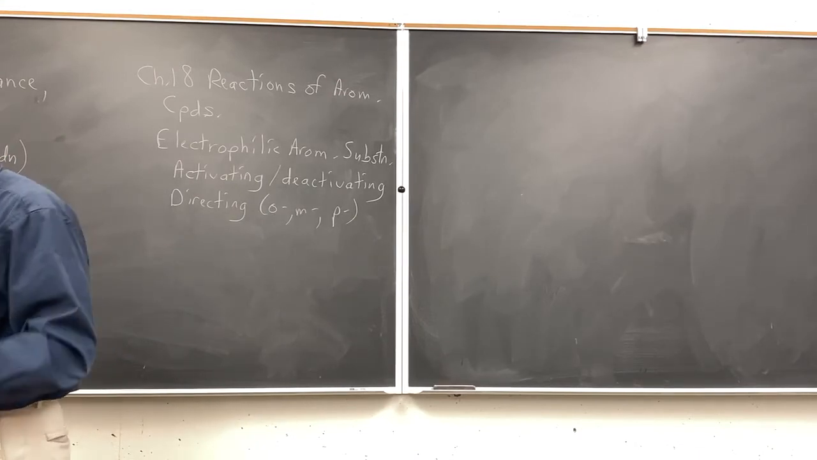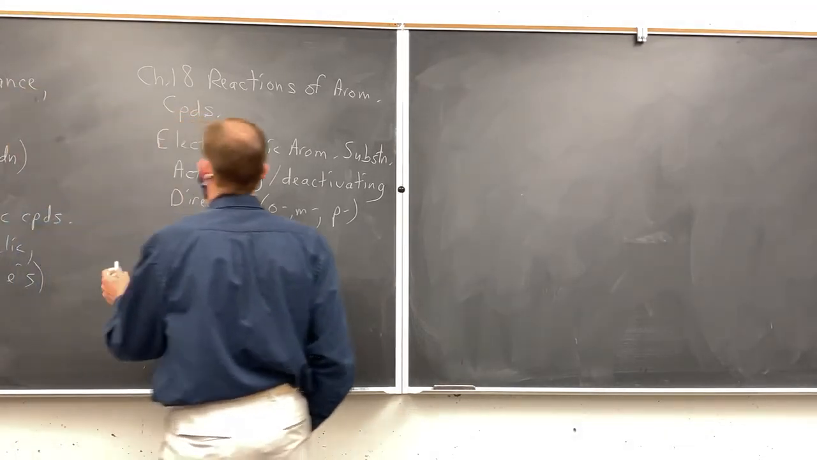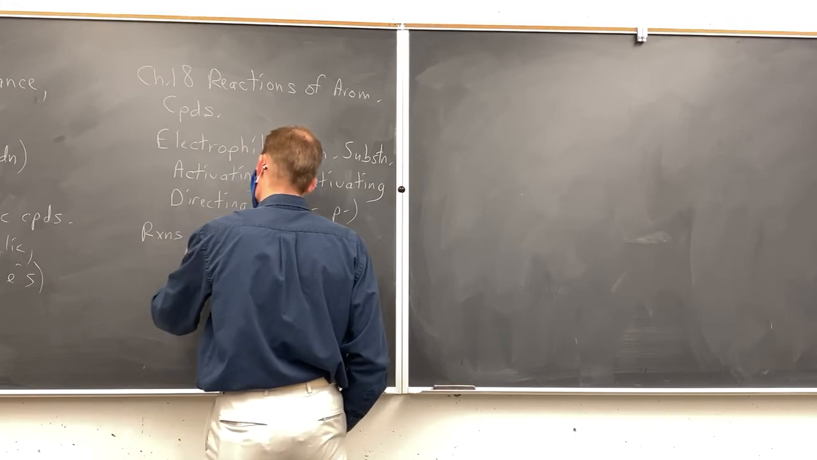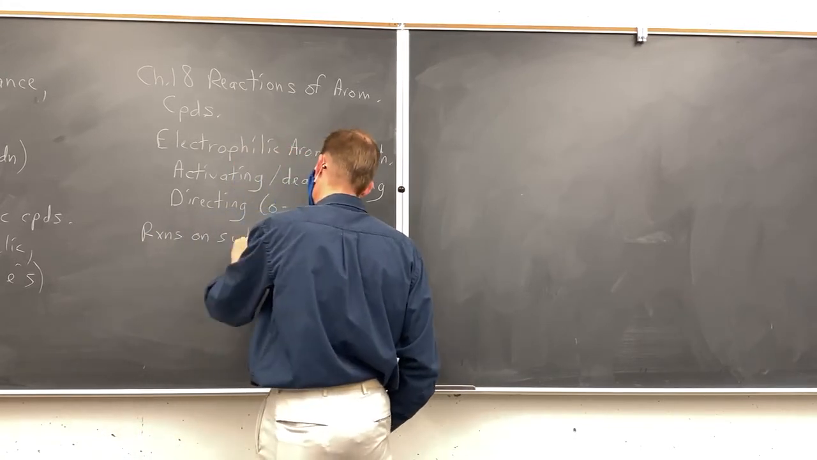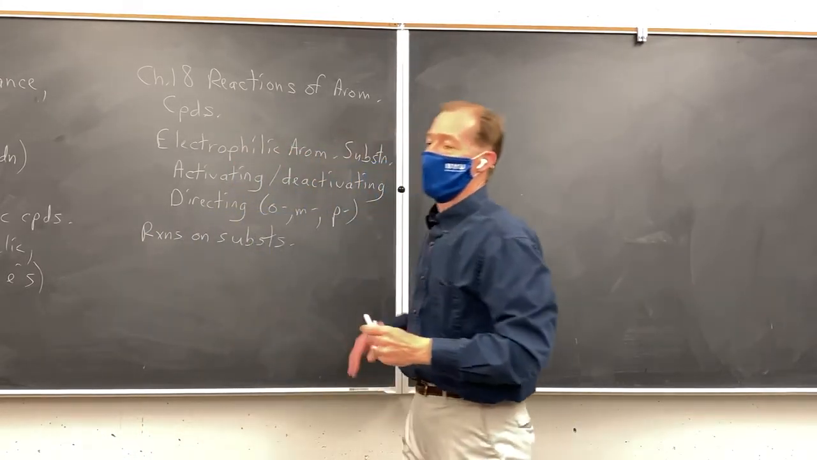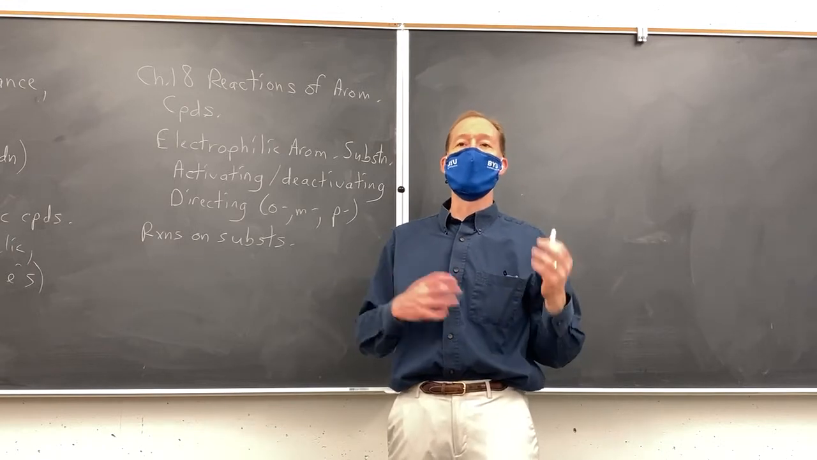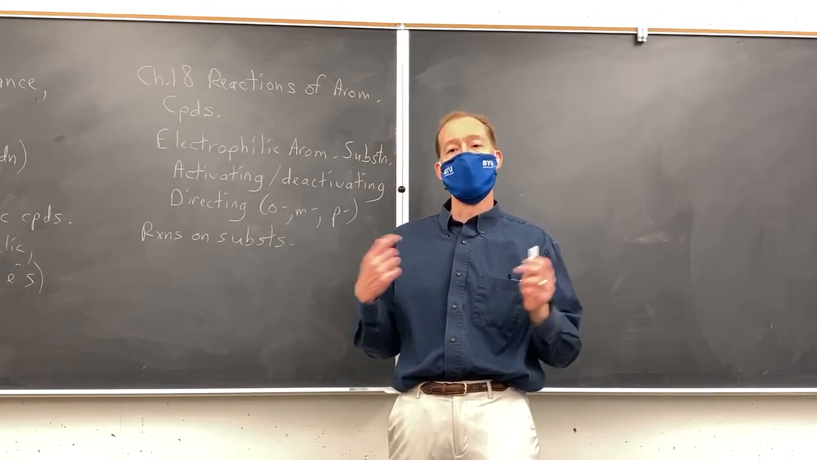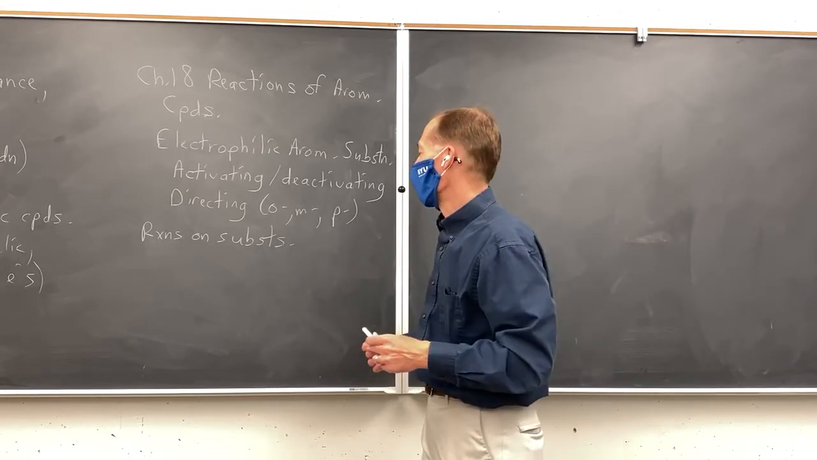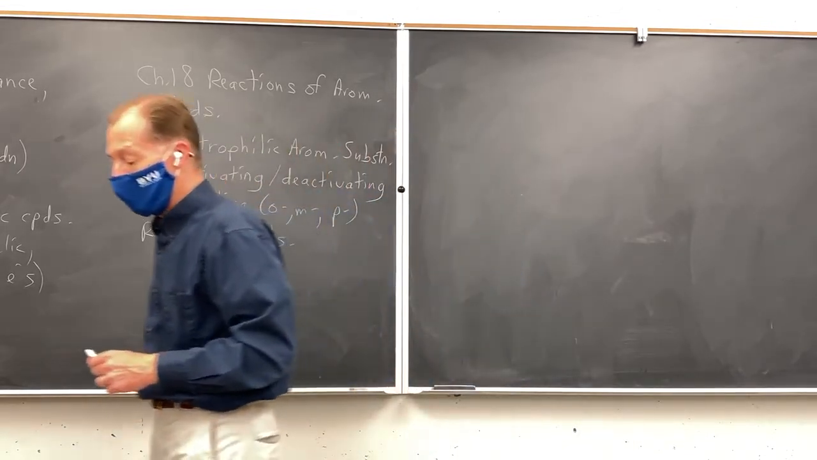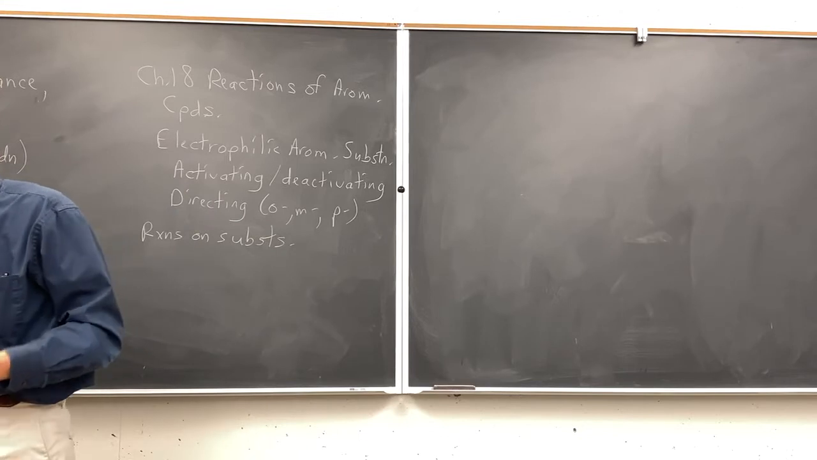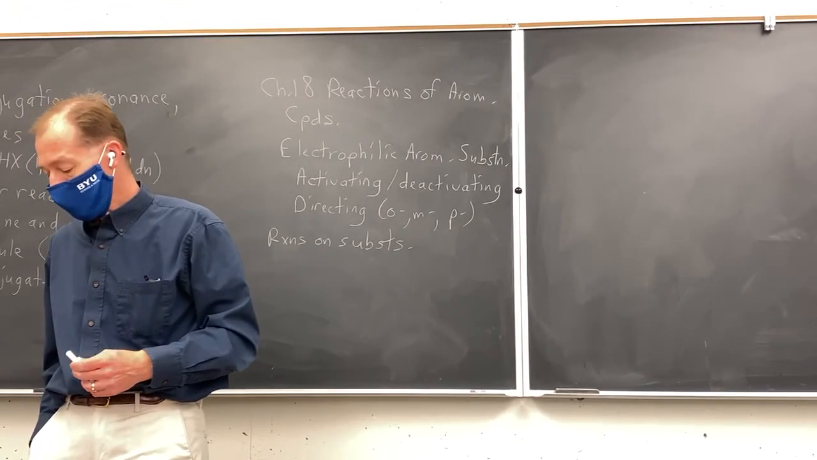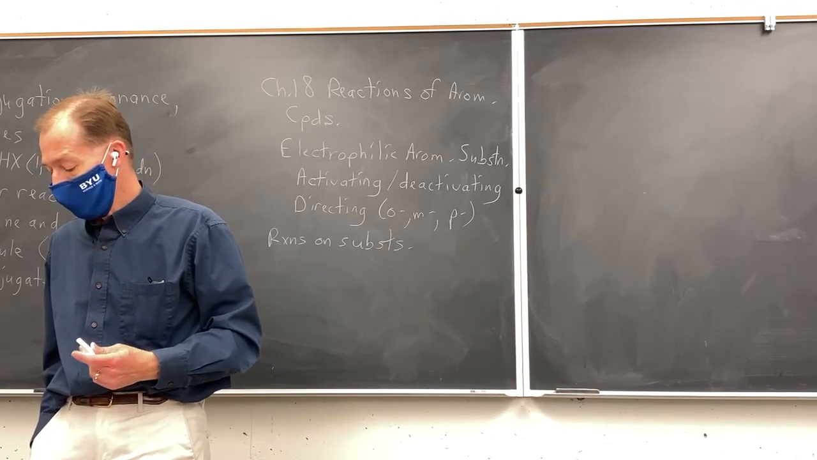And then we also had reactions on the substituents of benzene rings. We had ways of oxidizing alkyl groups attached to benzene rings, and ways of brominating on the benzylic carbon. So understanding those reactions that occur on the substituents is also important.